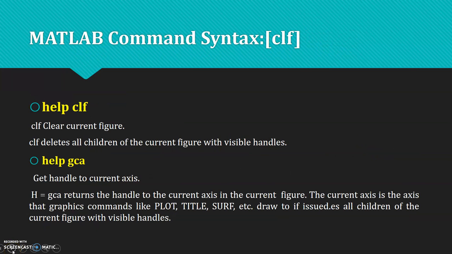So moving to the next slide, there are additional common syntaxes we are using in the script. One is clf. If you remember, we already used clc and clear all. This time we are going to utilize clf, which says clear current figure and deletes all children of the current figure with visible handles. And there is one more command we are going to use, help gca, which says it gets the handle to the current axis.